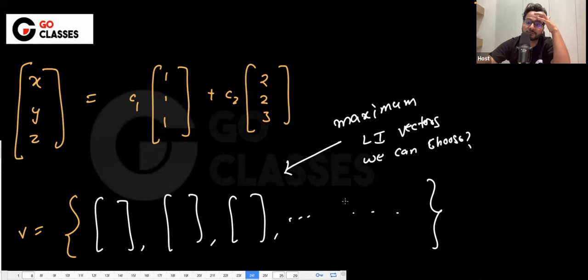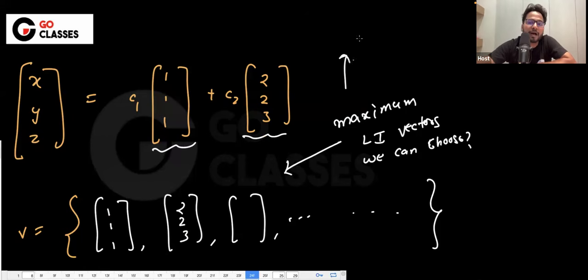This is what they're asking, right? Okay. See here that somewhere you will be having, whenever c1 is 1 and c2 is 0, you will be having 1 1 1 2 2 2 2 3, and these are linearly independent. That's what you already know, right? These are linearly independent. Two linearly independent vectors you can definitely choose.